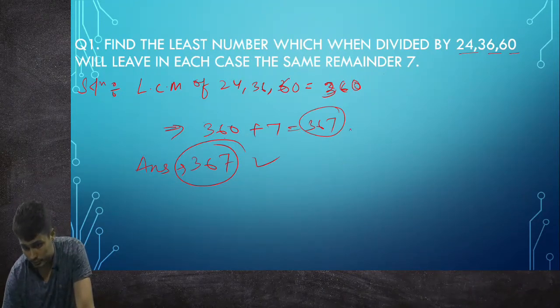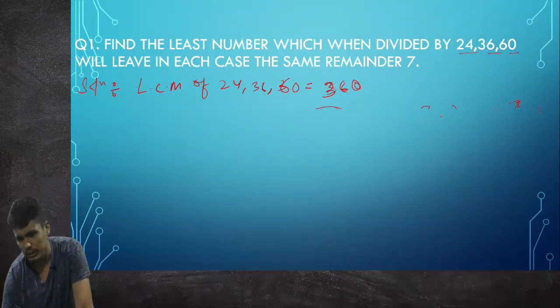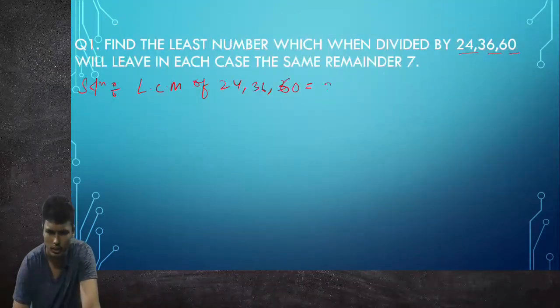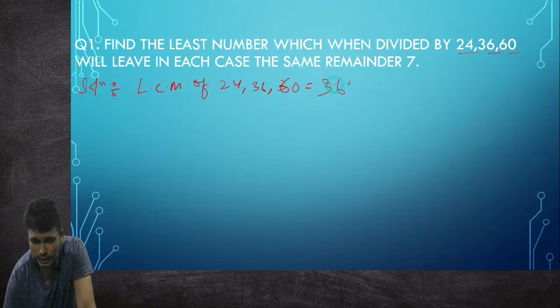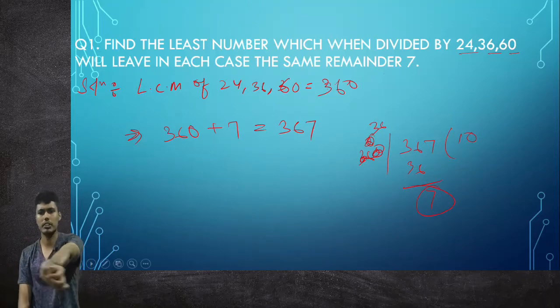Let me divide 367 by 36. I'll do this for you, and the remaining you are going to do. We got 360, and the answer will be 360 plus 7, 367. So we are checking 367 divided by 36. 36 on the 36, 7 will come down here. The remainder is 7, right? You are going to check by 60 and 24.